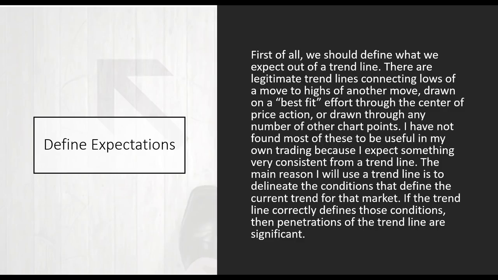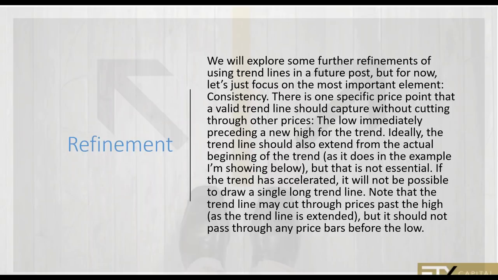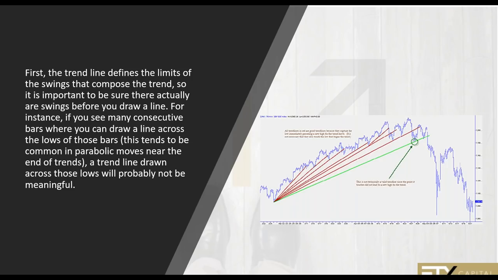So the main reason I will use a trend line is to delineate the conditions that define the current trend of that market. If the trend line correctly defines those conditions, then penetrations of the trend lines are significant. First, the trend line defines the limits of the swings that compose the trend. So it's important to be sure there are actual swings before you draw the line. For instance, if you see many consecutive bars where you can draw a line across the lows of the bars, this tends to be common in parabolic moves. A trend line drawn across those lows will probably not be meaningful.